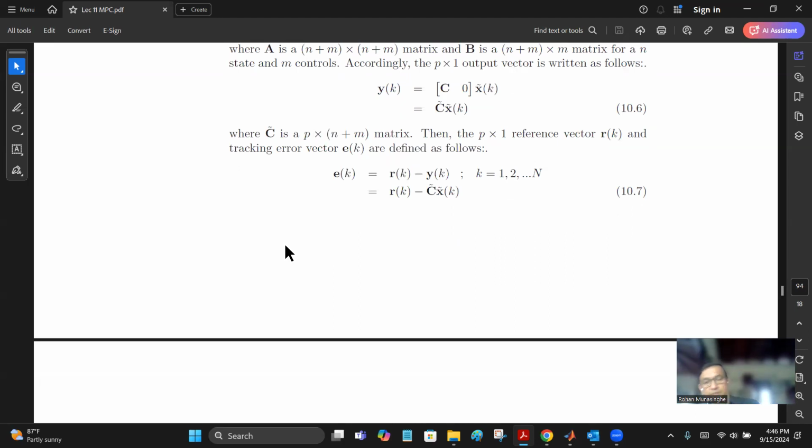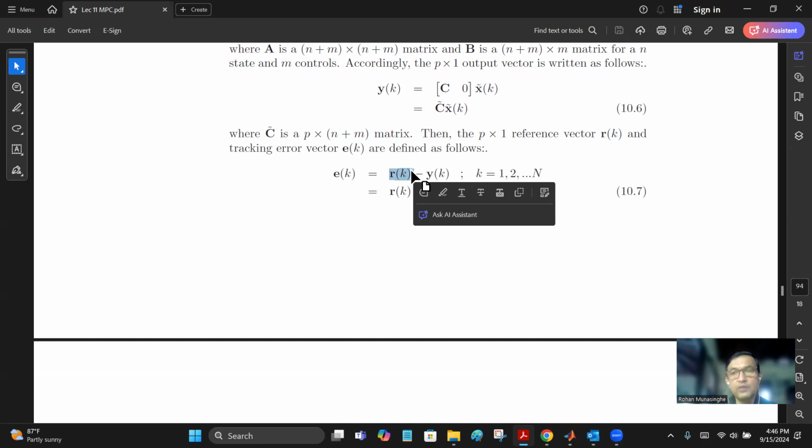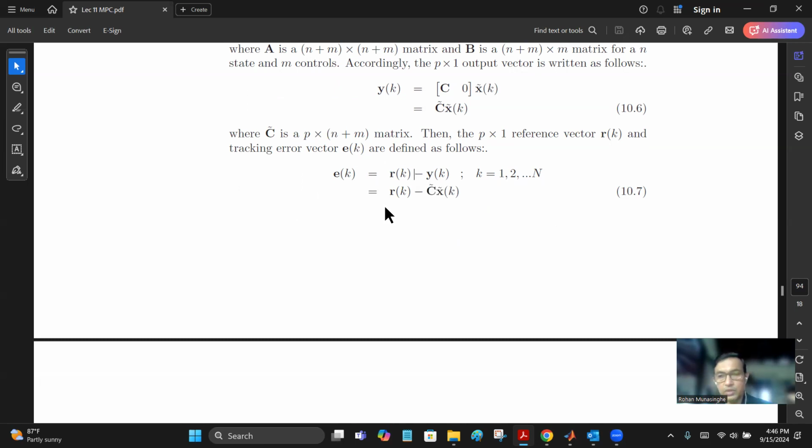Now we can think about an error. What is the error of the plant? Yk is the output of the plant, what we expect towards the end. Rk is the expectation, the reference value. At any point during the control sequence, the difference between R and Y is the error. So you can define error like that. But Y is C tilde X tilde K, and you can bring it over here to equation 10.7.